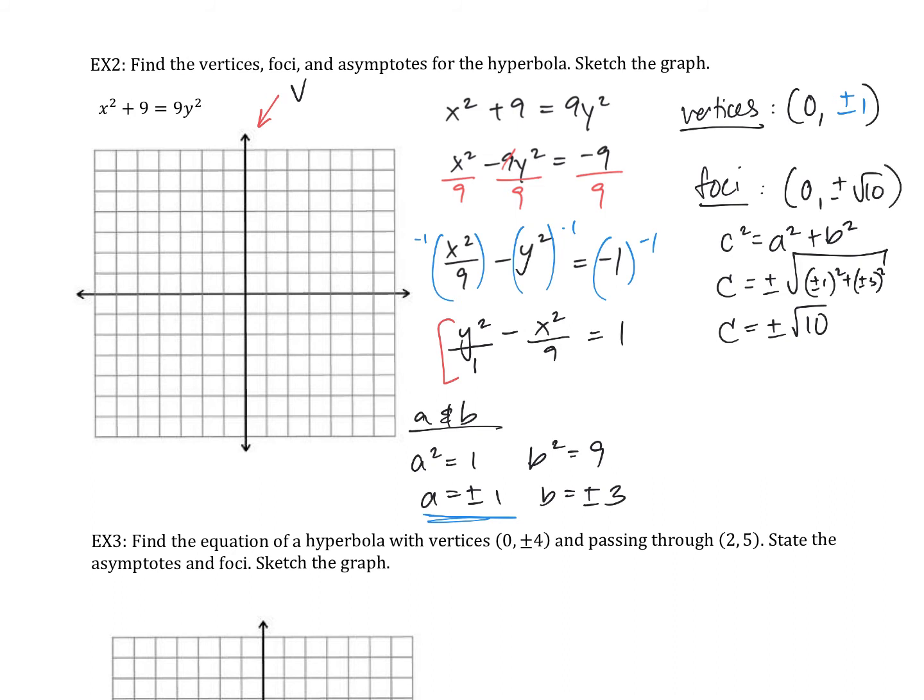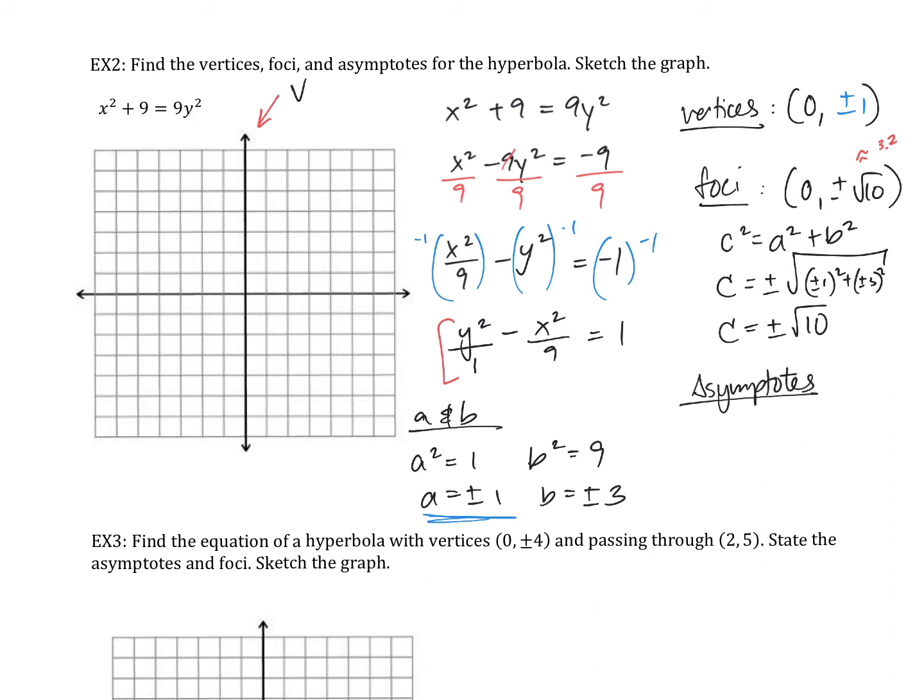And that, just for approximating graphing purposes, is about 3.2. Okay, so we have the vertices, foci, a and b. What are we missing? Asymptotes. Okay, so we're missing the asymptotes.